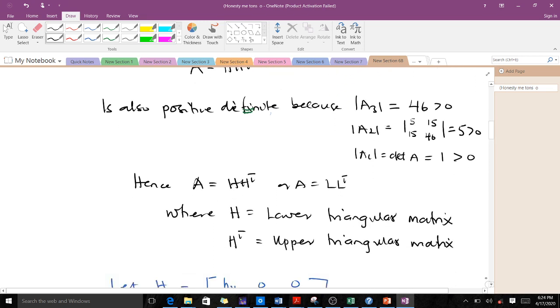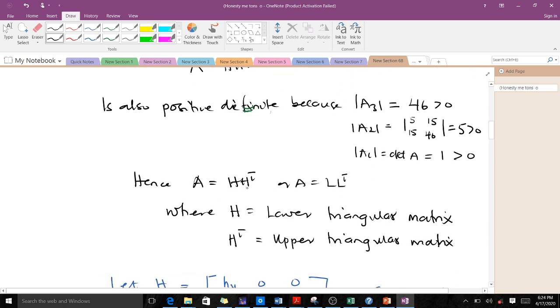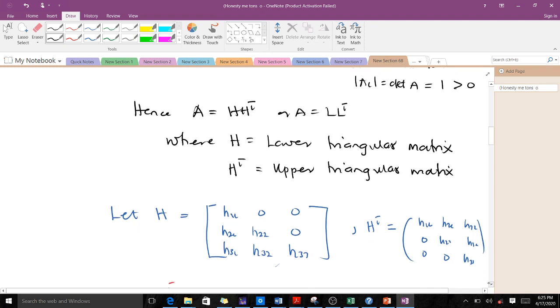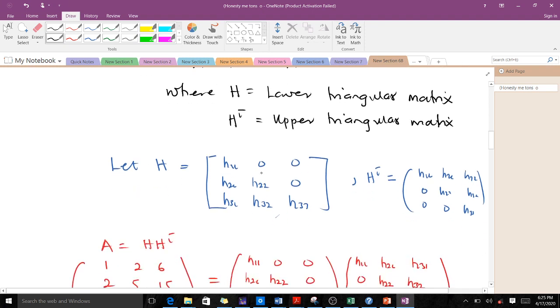What the Cholesky method does is that our matrix A is factorized into a product of a lower triangular matrix and its transpose. We can call it H transpose or L transpose, where L is the lower triangular matrix and the transpose of it is the upper triangular matrix. Here we are using H. So we let H be this lower triangular matrix here, and the upper triangular matrix is going to be the transpose of it. Note that we only use this method when our matrix is symmetric and positive definite.